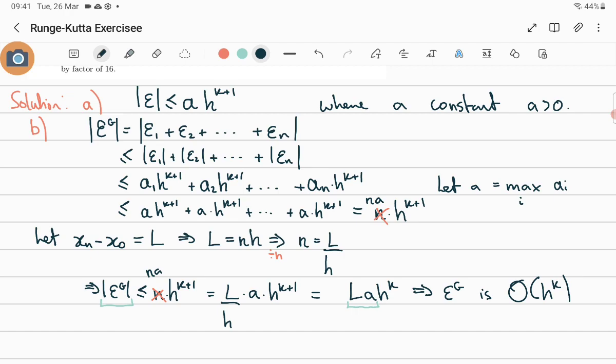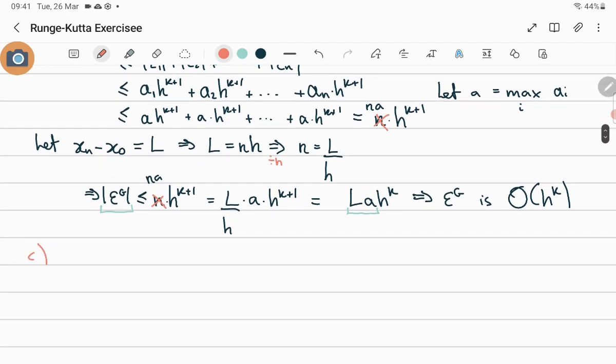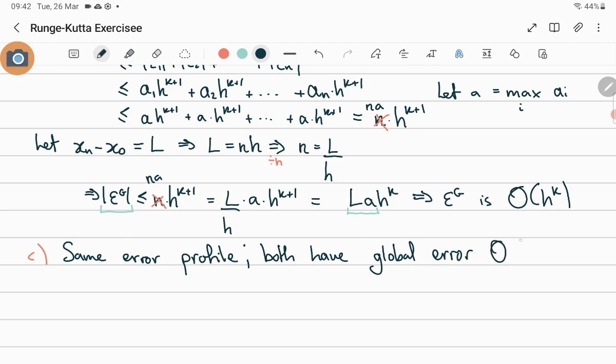What is the relationship between the kth order Runge-Kutta and the k plus 1 term Taylor method, and why is Runge-Kutta easier to use? Basically they do similar things and will give you similar answers, but they have the same error profiles. We've just shown that both have global error order h to the k.